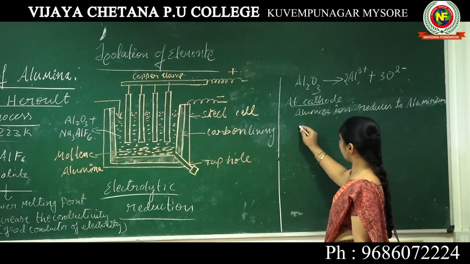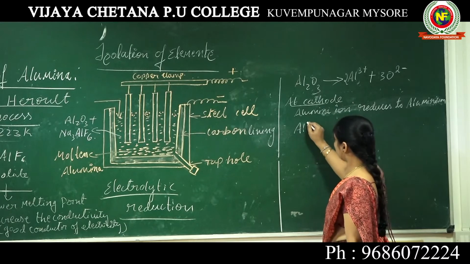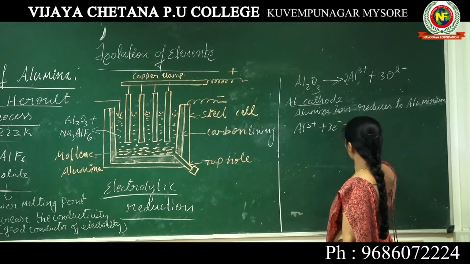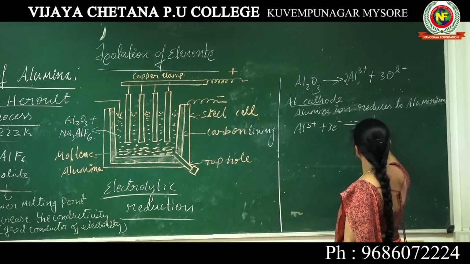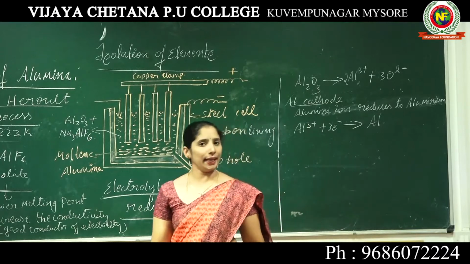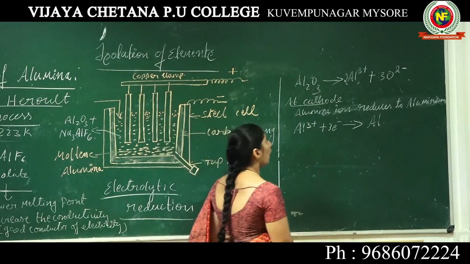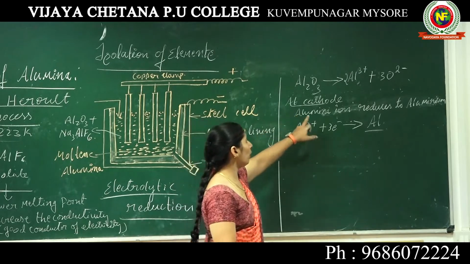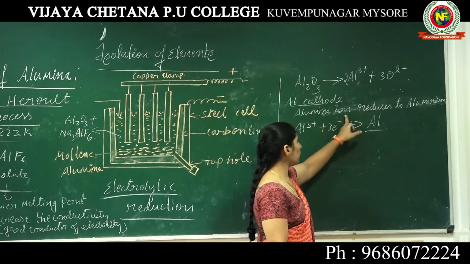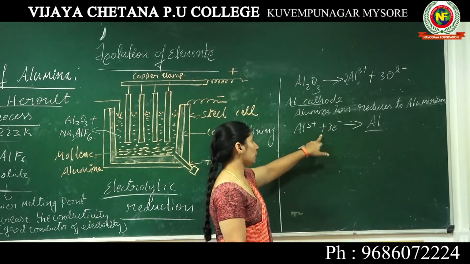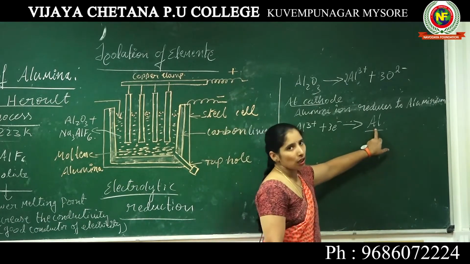So now what happens here? Al3+ gains 3 electrons. So in total we get Al, and pure aluminium is deposited at the cathode. So at the cathode, the Al3+ ion reduces to aluminium: Al3+ plus 3 electrons gives aluminium.